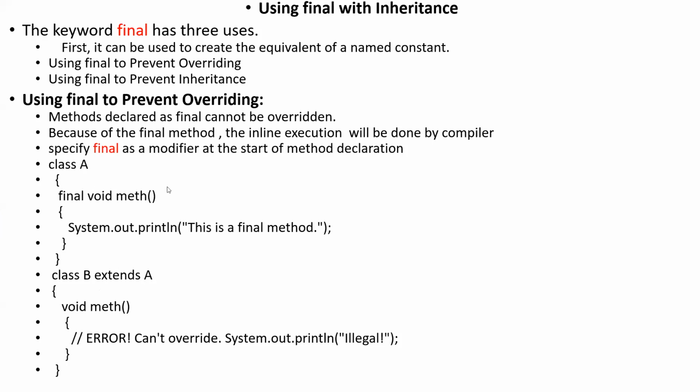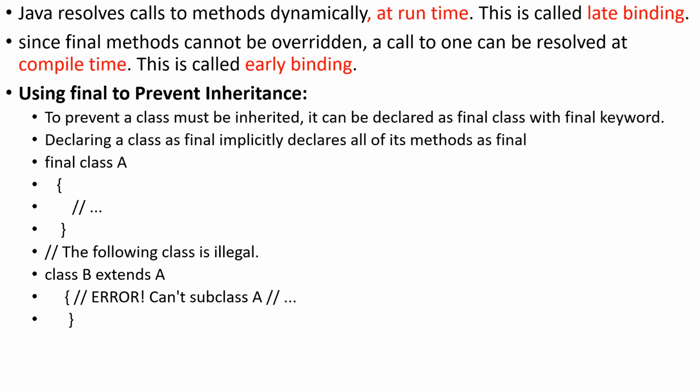So like this you can prevent overriding. Okay, overriding concept. So any doubt in this concept, finalizing to prevent overriding of methods by using the final keyword? Any doubt here? Okay, next one. Yeah, tell me.